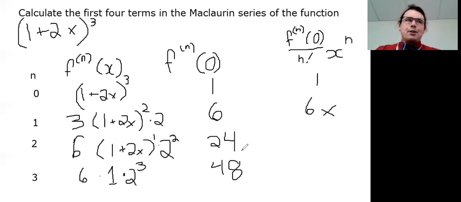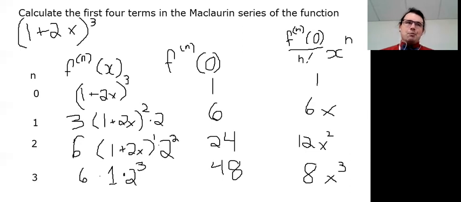My quadratic term is going to be 24 divided by 2. My numerator is 24. My denominator is 2 factorial, which is just 2. And that's going to simplify to 12x squared. And then finally, my cubic term is going to be 48 divided by 3 factorial. That's the coefficient. 3 factorial is the number 6. 48 divided by 6 is 8. Like so. So the first 4 terms of my Maclaurin series are constant term 1, linear term 6x, quadratic term 12x squared, and cubic term 8x cubed.